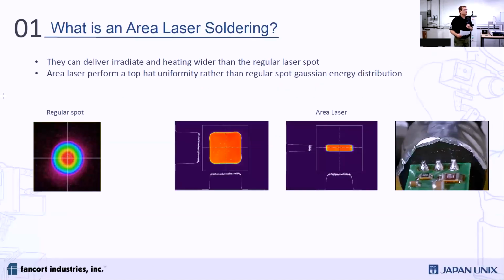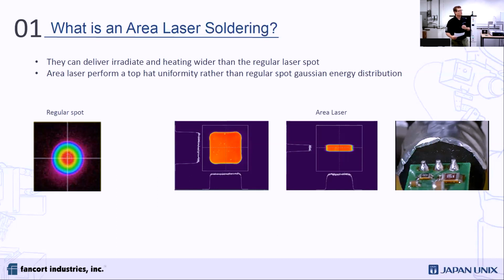What is aerial laser soldering? Most of us are familiar with soldering on a point-to-point basis. The Japan Unix laser soldering product line has existed for a while now. You will see on your screen to the left the regular spot that represents this laser soldering joint with a round lens, which we've used quite a bit in the past. That lens could in the past be modified to make a half circle or a crescent, whatever shape might be needed.